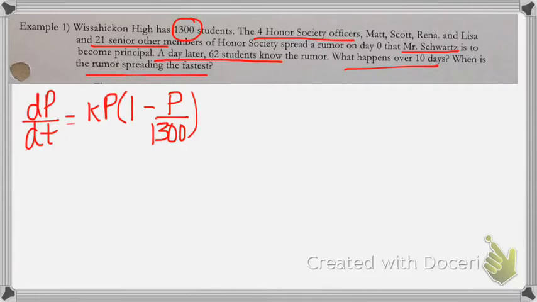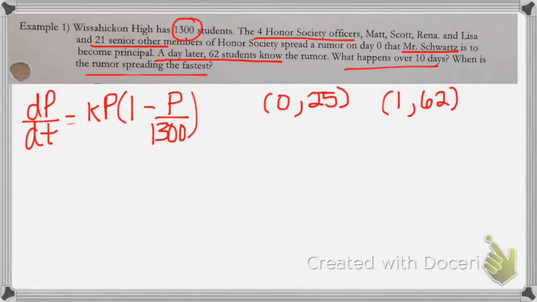The other things that we know are that on day 0, 25 people total start the rumor because of the 4 members of the Honor Society and the 21 other members. So on day 0, 25 people have the rumor. We also know that on day 1, 62 people know the rumor. Alright, that information is going to help us to figure out A.